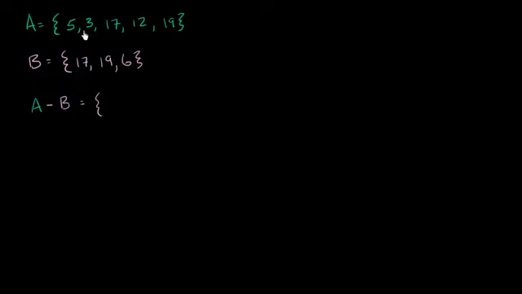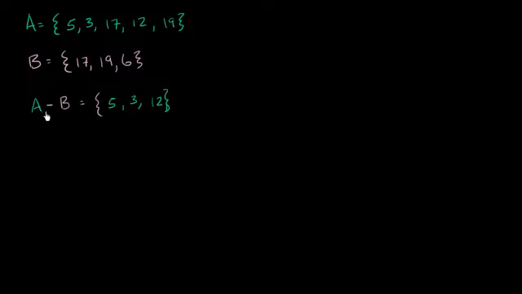Well, that means let's take set A and take out the 17s, the 19s, and the 6s. So we're going to be left with the 5 and the 3. We're not going to have the 17 because we subtracted out set B. 17 is in set B, so take out anything that is in set B. So you get the 5, the 3. The 12 is not in set B, so we can keep that in there. And then the 19 is in set B, so we're going to take out the 19 as well. And this right over here, you could view as set B subtracted from set A.